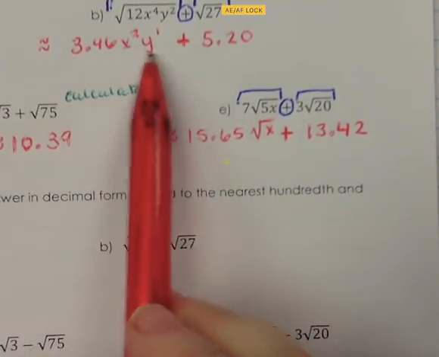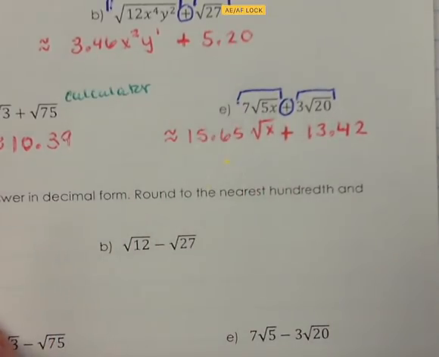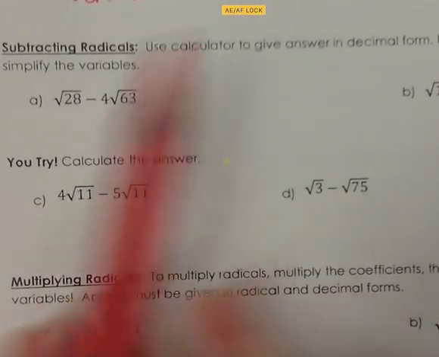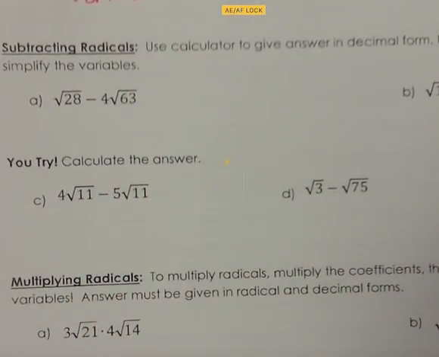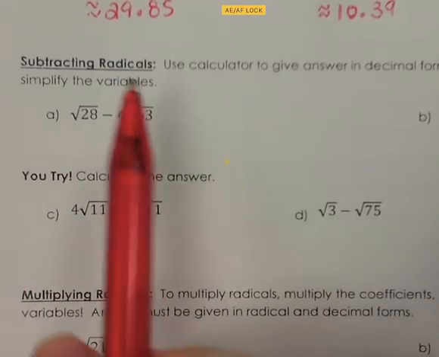So adding radicals, you've got to be careful. If they have the exact same variables, you can add the coefficients. The next one is subtracting radicals. We're going to do the exact same thing. We're going to use our calculator to give an answer in decimal form. We're going to round to the nearest hundredth, and we're going to simplify the variables if possible.